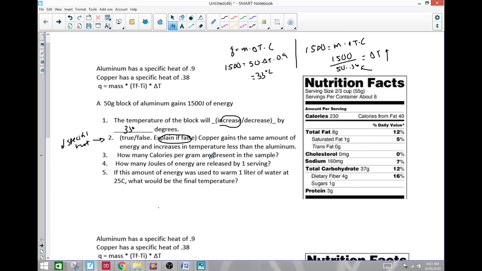How many calories per gram are in the sample? Okay, so this is just some conversion stuff involving tables. So how many calories per gram? Okay, calories per serving. So it's just a little factor label here, and there are 55 grams per serving. So I'm going to do that math right here.